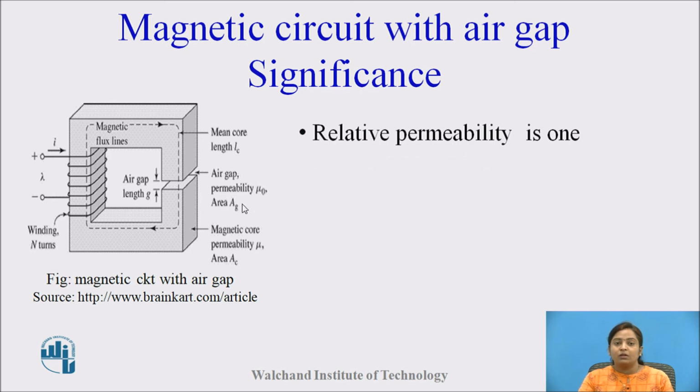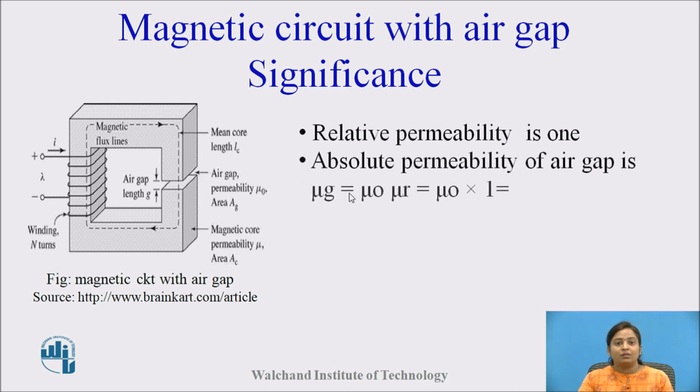Okay, so for that air gap, the relative permeability is always 1, the mu r value is always 1, because there is free space present. Second, the absolute permeability of the air gap is denoted by mu g, which is equal to mu 0 mu r, which is equal to mu 0 into 1, which is equal to 4 pi into 10 raised to minus 7. So the absolute permeability is only 4 pi into 10 raised to minus 7, since the relative permeability is 1.